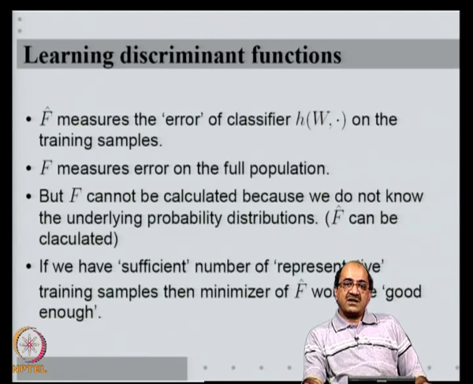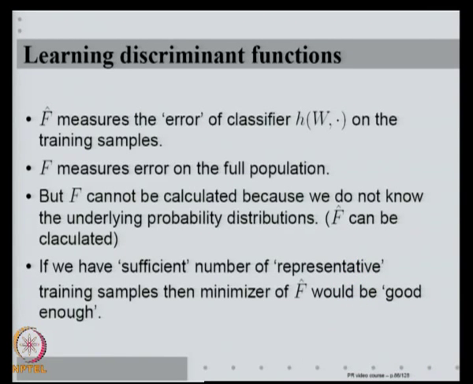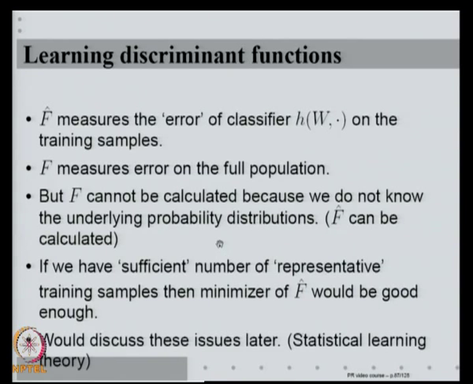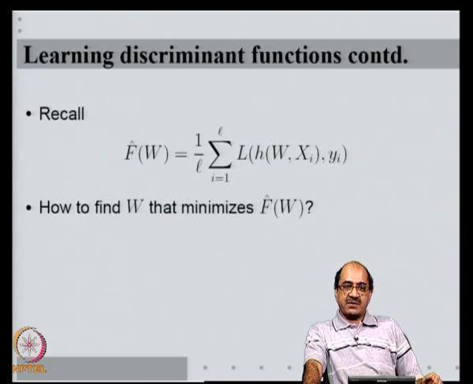So, our gut feeling is that if there are sufficiently many representative training samples, if the sample is large and they are independent, then the sample mean should be a good approximation to population mean. So, f hat would be a good approximation to f, and hence minimizing f hat should be good enough. Because there are a few deeper issues involved here, issues that concern what is called statistical learning theory. We will deal with that later on. Okay. So, this is what we want to minimize to learn my linear discriminant function.